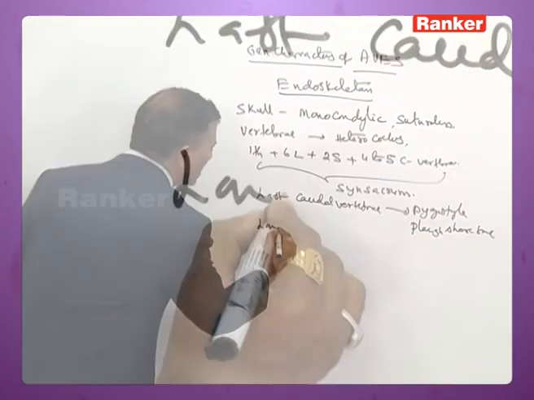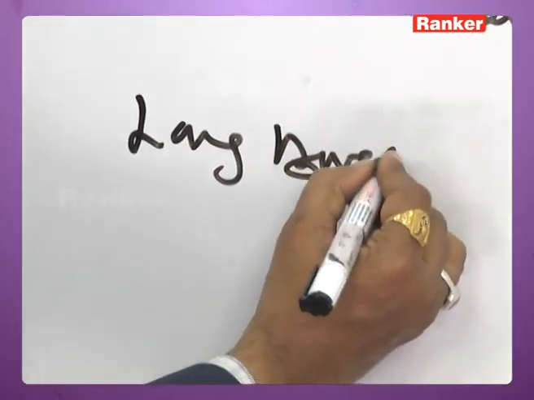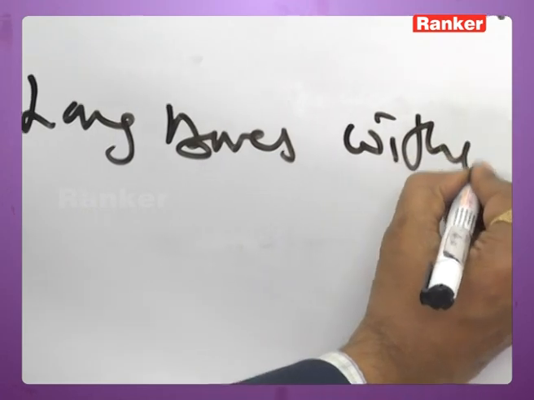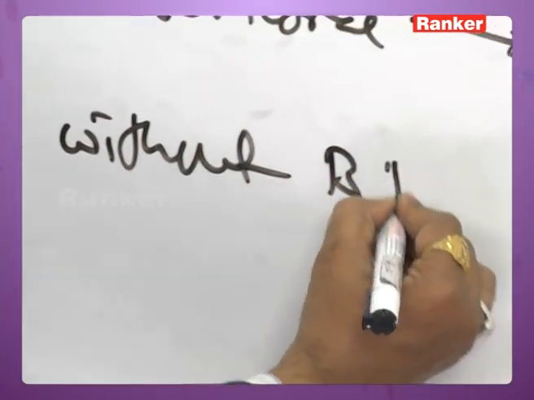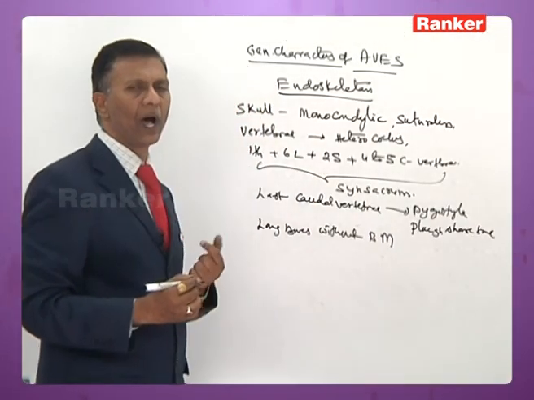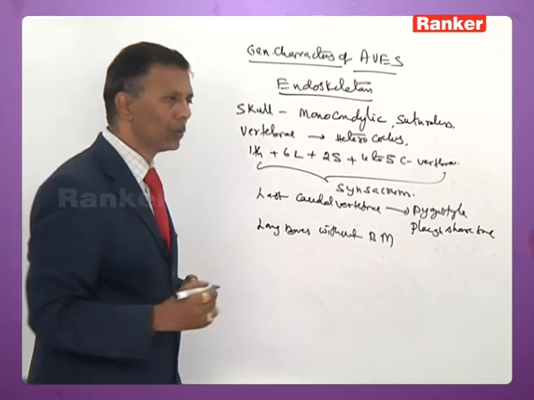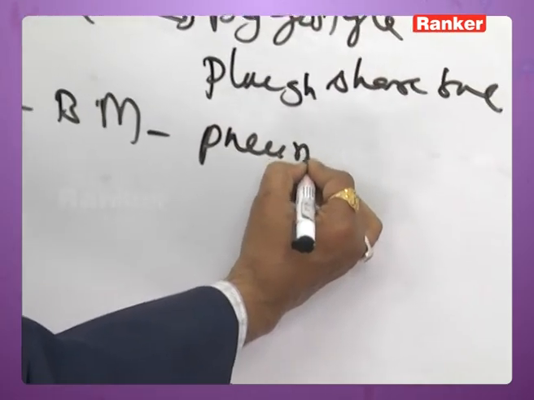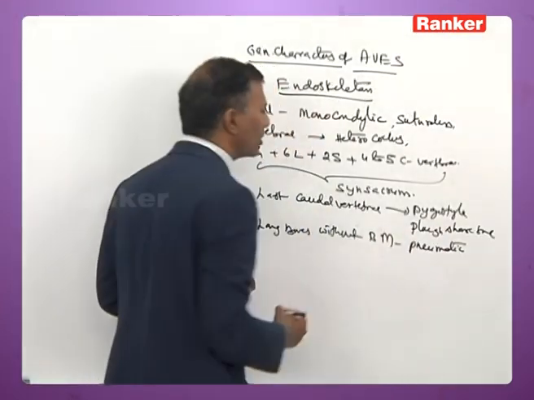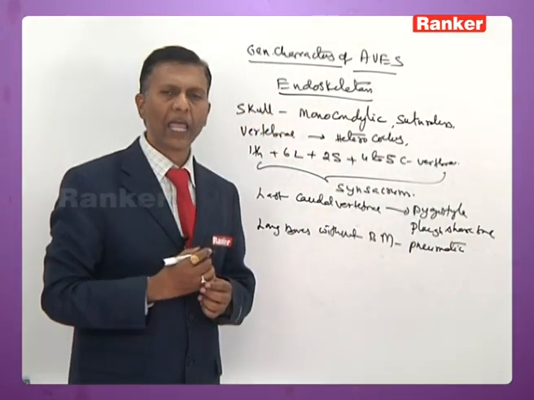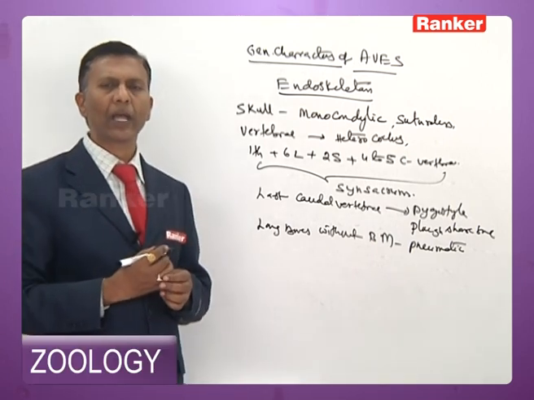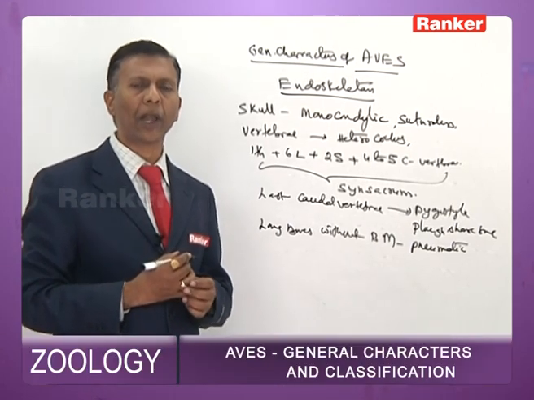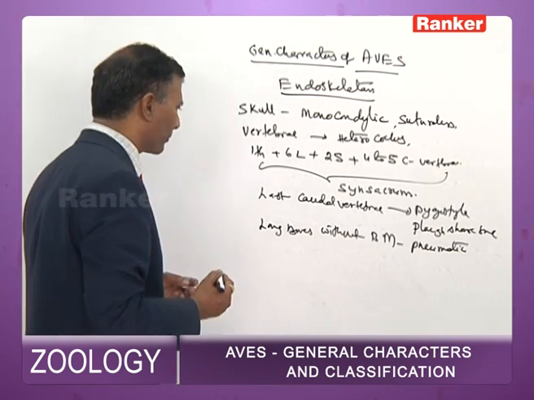The long bones, the limb bones, are without bone marrow due to the presence of air spaces. Hence, they are said to be pneumatic. Pneumatic bones are present due to extension of air spaces. To reduce the body weight, bone marrow is absent in the long limb bones.